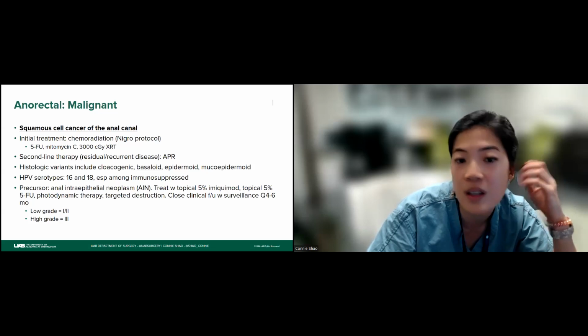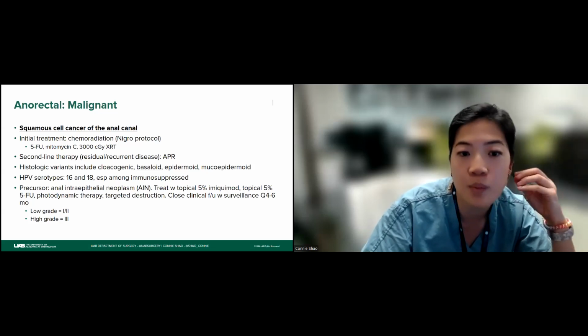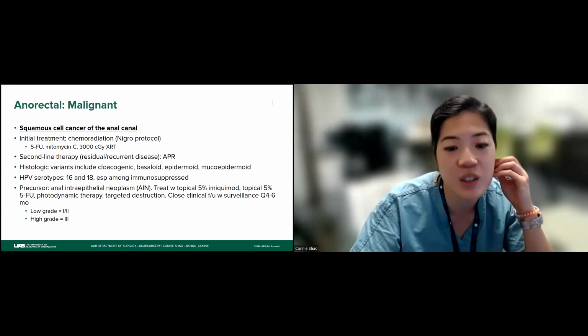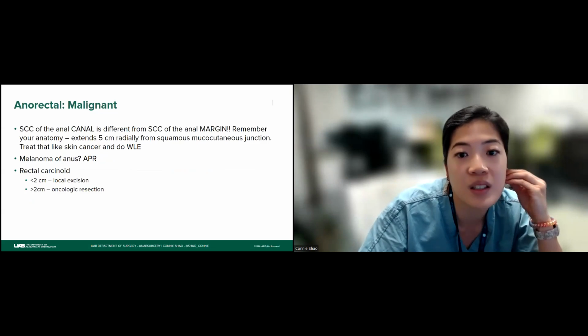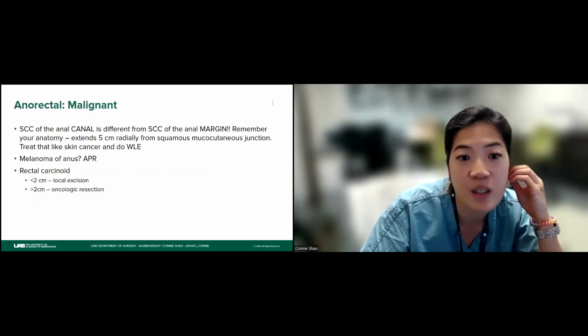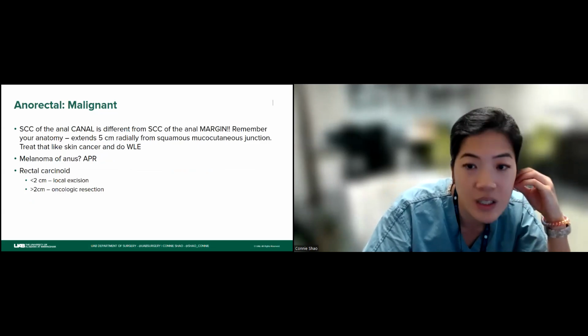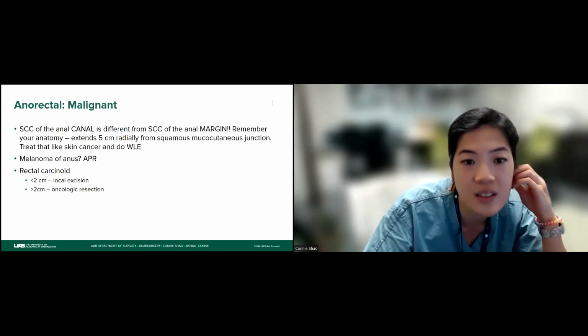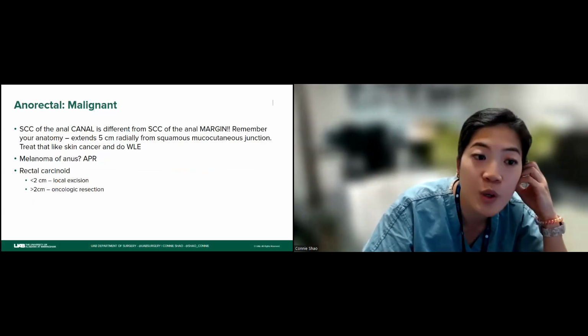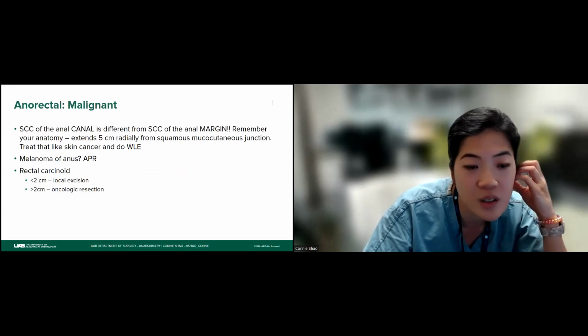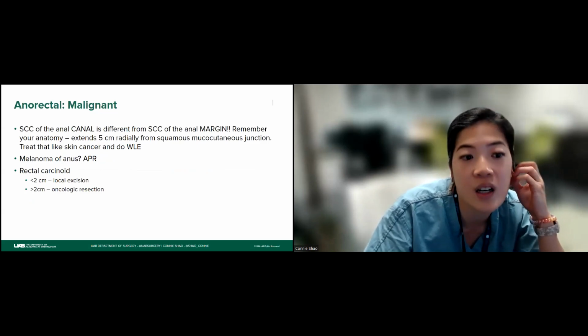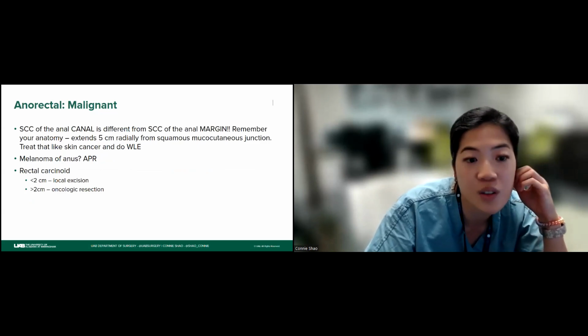These are different words that mean squamous cell cancer, but they just used fancy words during the test. And this is different from the anal margin, which will be 5 centimeters radially from the squamous mucocutaneous junction. And that one, you treat like a skin cancer, do wide local excision. Melanoma, you do an APR. Small rectal carcinoma, you do a local excision, versus greater than 2 centimeters, you'd need to do an oncologic resection.